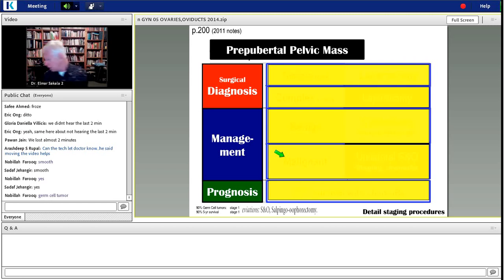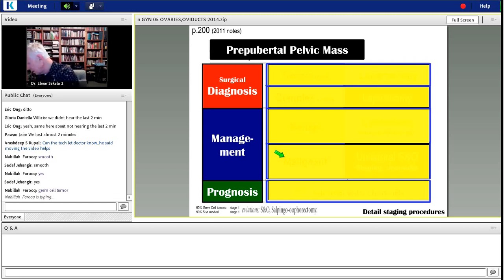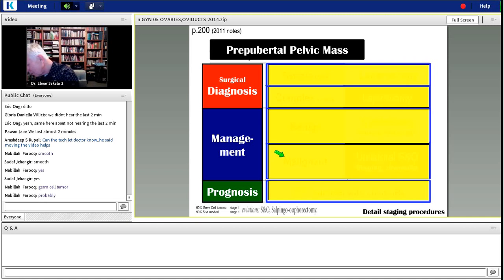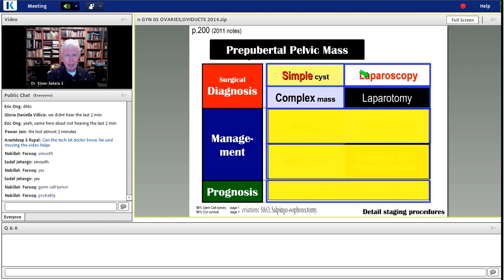Okay, this is in your notes, and it is on page 190 on the bottom, but I'm going to put it in color. Surgical diagnosis is absolutely essential. You do not watch a prepubertal pelvic mass. It cannot be functional. Cyst, you can do it with minimally invasive surgery, a laparoscopic removal.